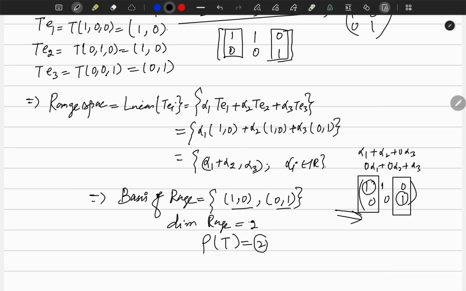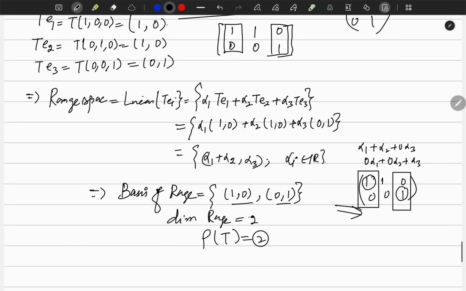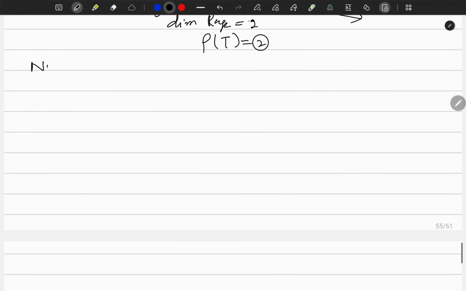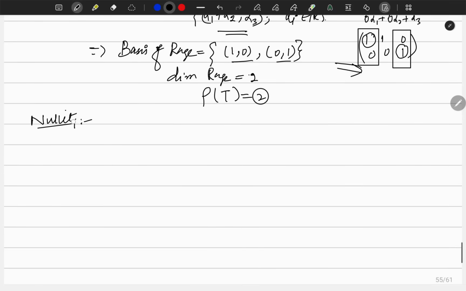It's now easy, is it? This is the easiest way. So rank is 2, and the range is this one, spanned by this. Okay, so now the nullity. For the nullity, you can do it in two ways. First we find the kernel space or the null space.